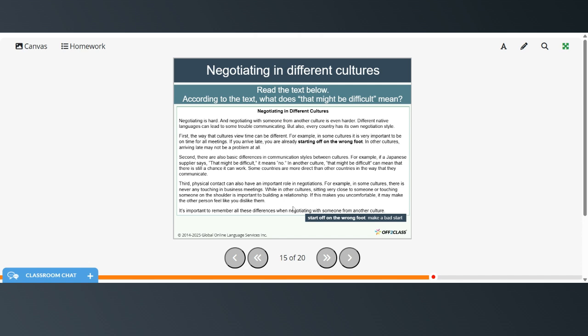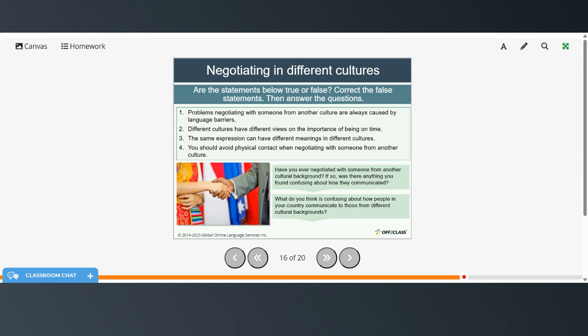Third, physical contact can also have an important role in negotiations. For example, in some cultures there is never any touching in business meetings, while in other cultures sitting very close to someone or touching someone on the shoulder is important to building a relationship. If this makes you uncomfortable, it may make the other person feel that you dislike them. It is important to remember all these differences when negotiating with someone from another culture.